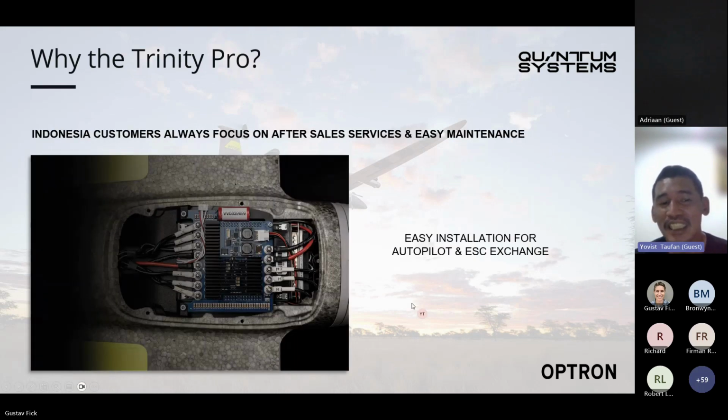Another factor in Indonesia is that customers always focus on after-sales service. After many times trying new drone technology from overseas, many sellers are focused on sales only, and when a problem comes, they make it a hard situation. Sometimes the sales staff has already moved to another company and leaves the end customer alone.